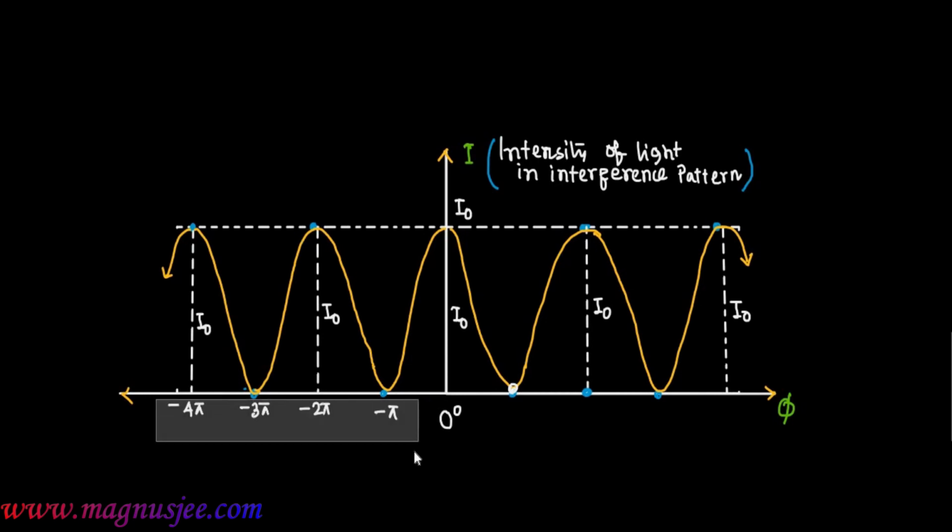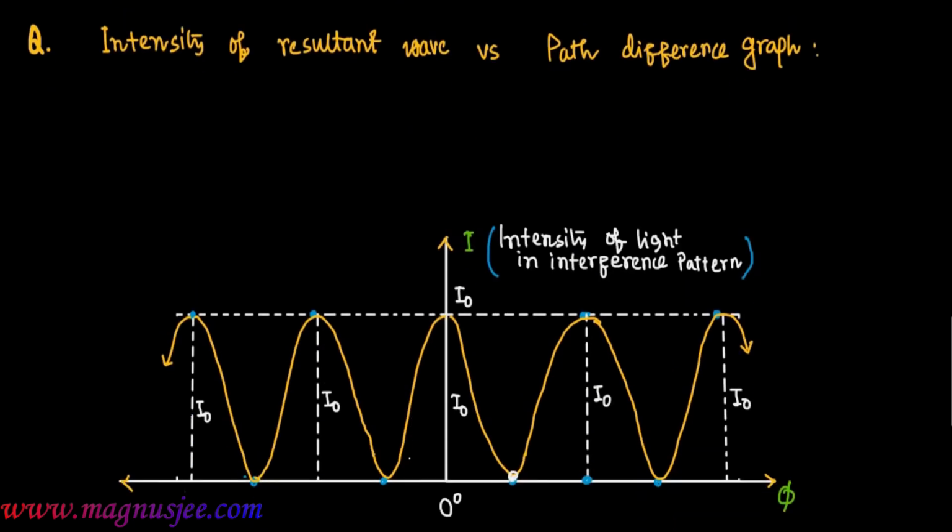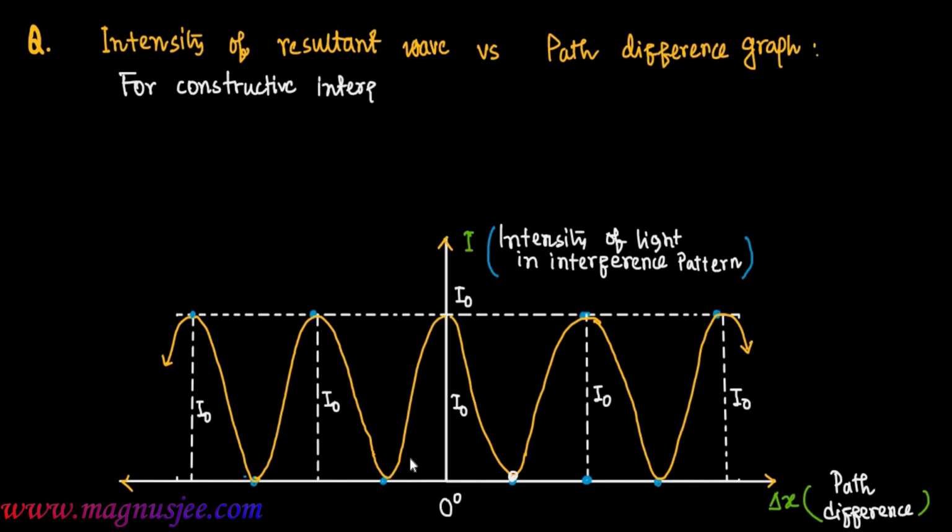Again, we can plot the intensity of the resultant wave with the phase difference between two light waves coming from two coherent sources, which superimpose one another at a point in the medium. Along the x-axis, path difference between two interfering light waves, delta x, is plotted. For constructive interference, path difference delta x is equal to 2n lambda by 2, that means an even multiple of lambda by 2, where n starts from 0, 1, 2, 3, and so on.